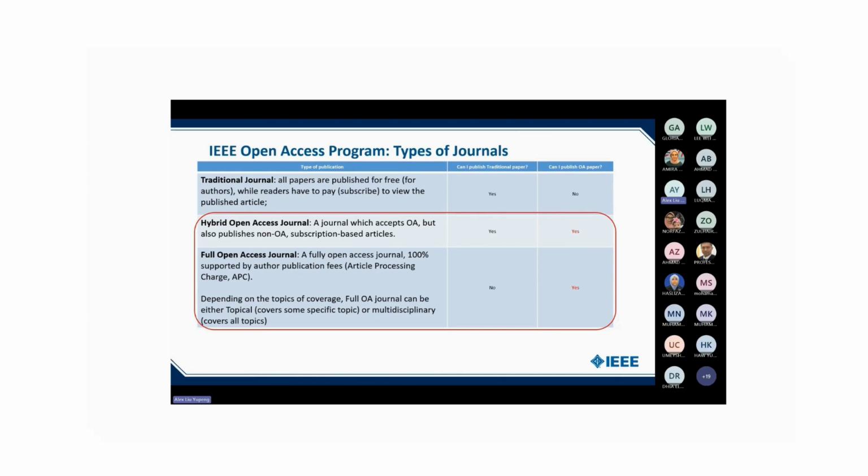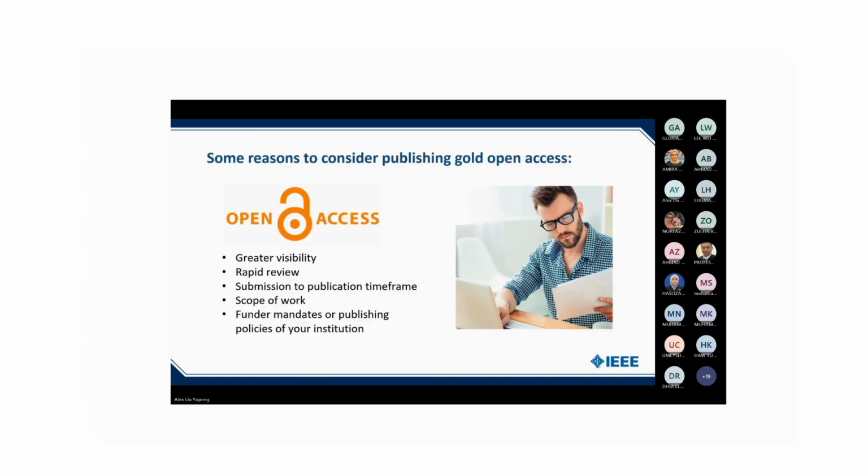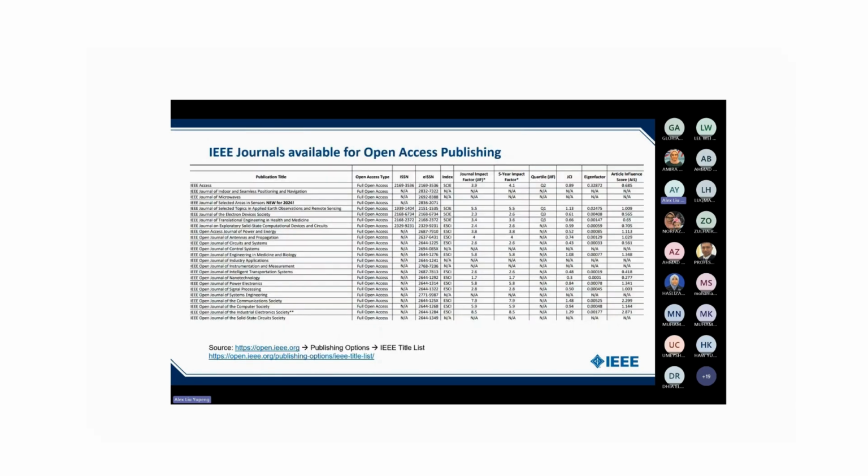If you still want to publish in non-open access, you don't want to pay the article processing charge, it still works. We'll still publish your paper, no problem. Be very careful, especially for those that we call predatory journals. Open access has a lot of benefits: greater visibility, rapid peer review, a clearer submission-to-publication time frame, etc. And we have this website.